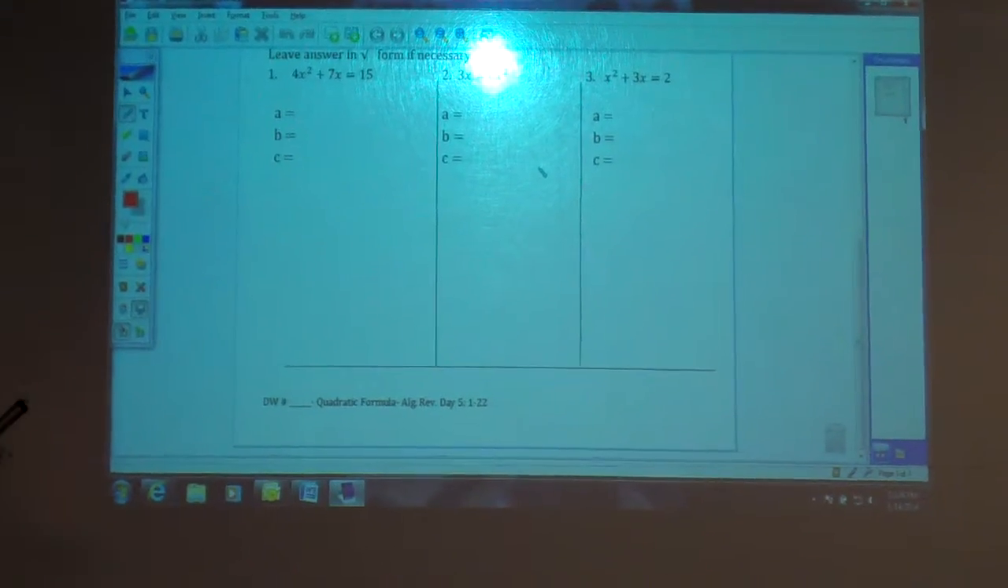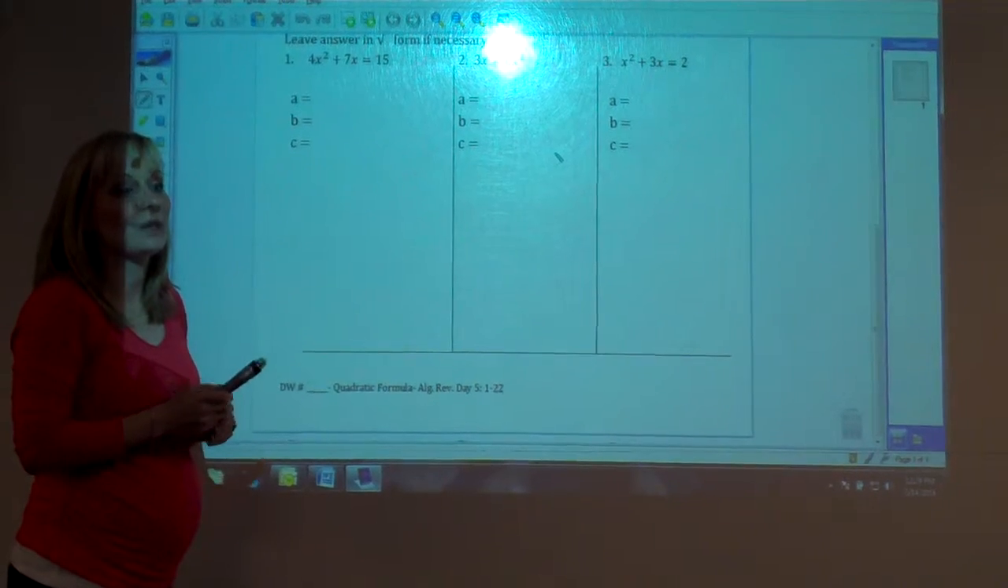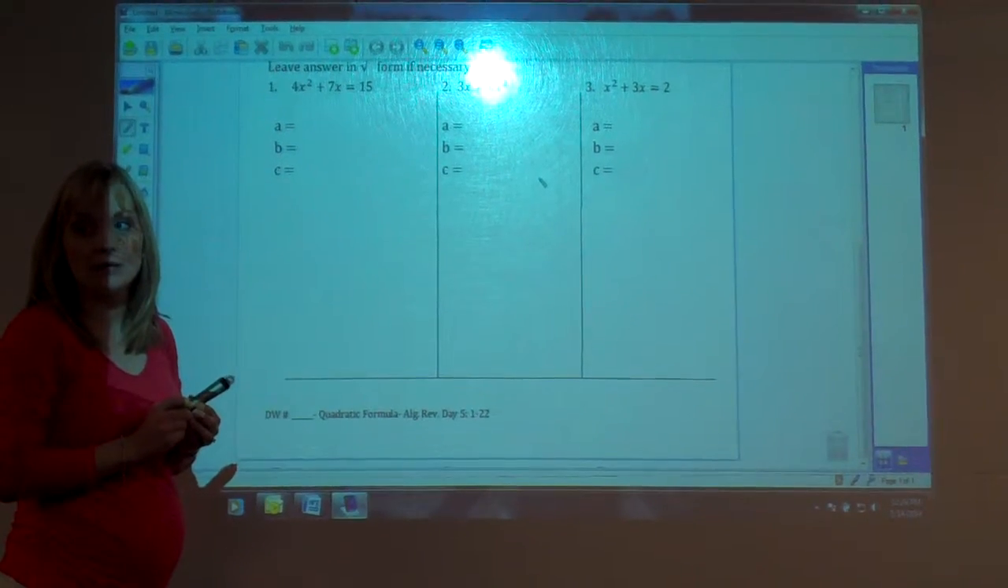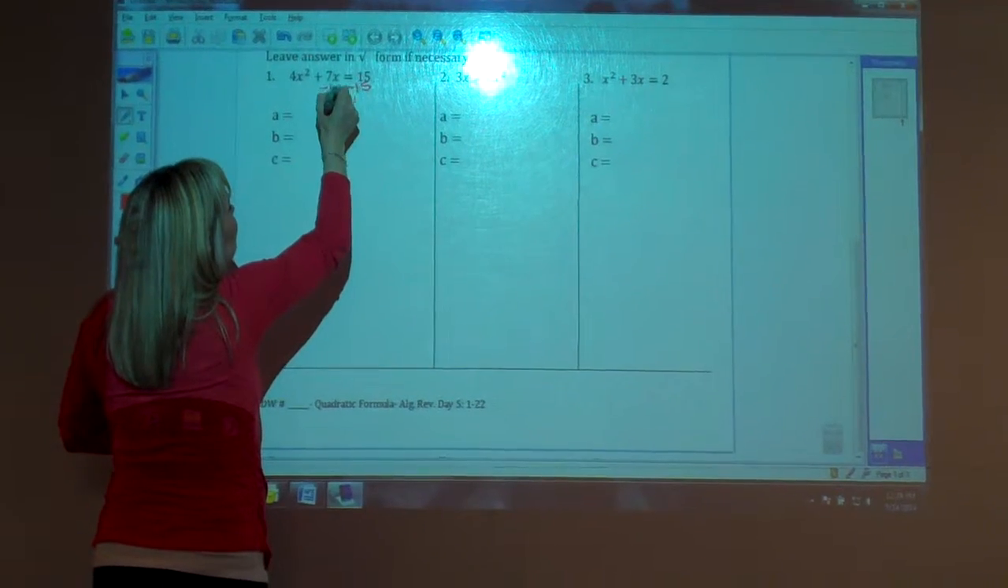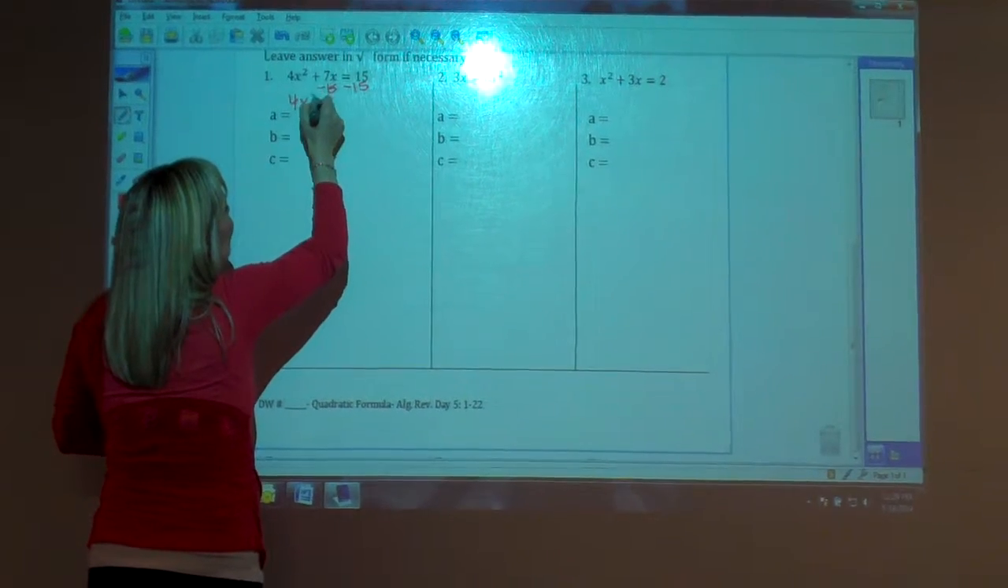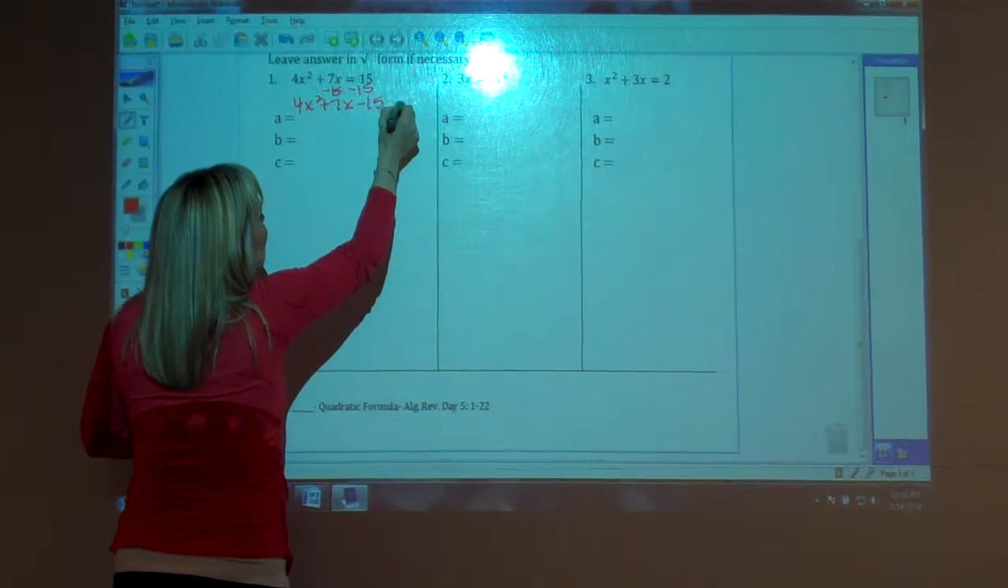Quadratic formula. Notice this is a trinomial. In order to do quadratic formula, you have to have them set equal to what? Zero. So I need to move my 15 over. So I have 4x squared plus 7x minus 15 equals 0.